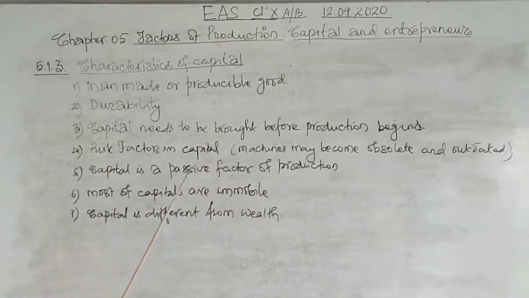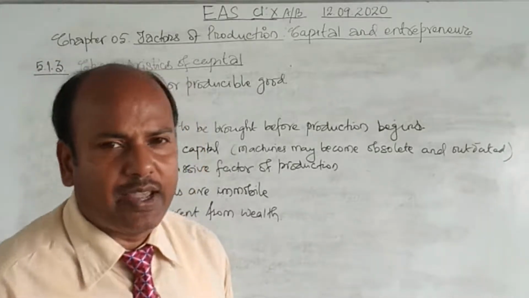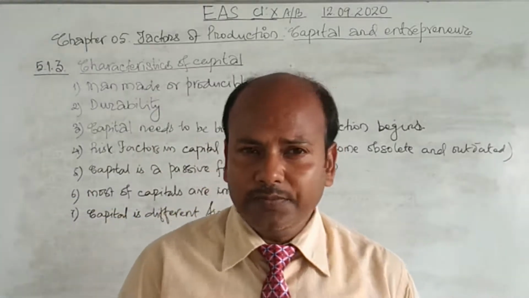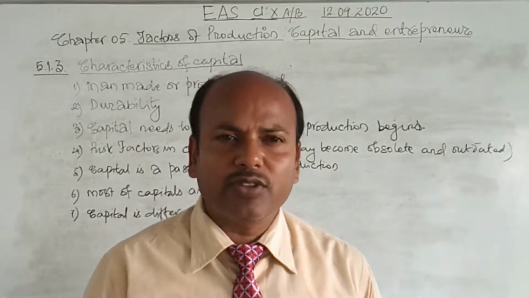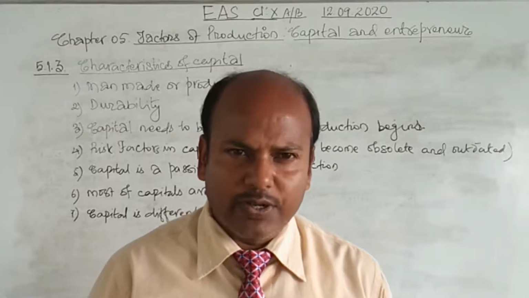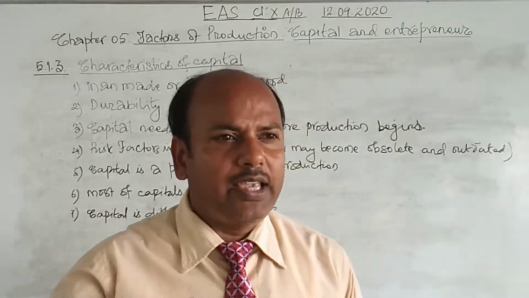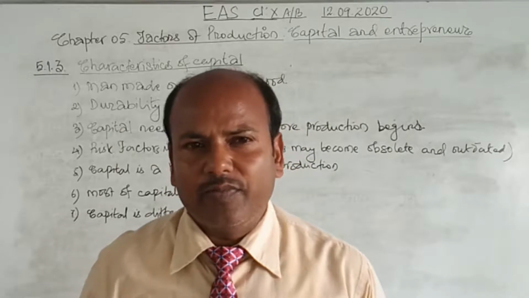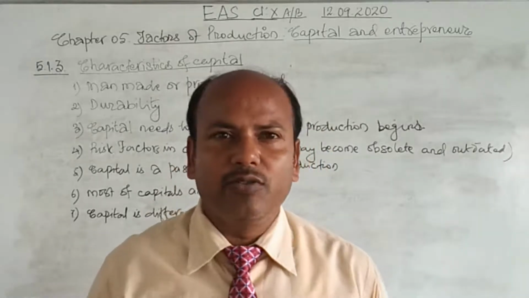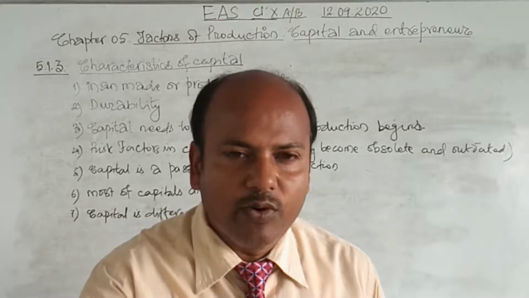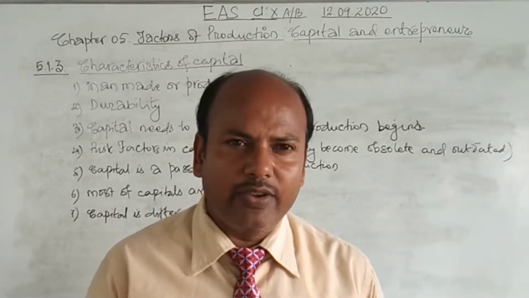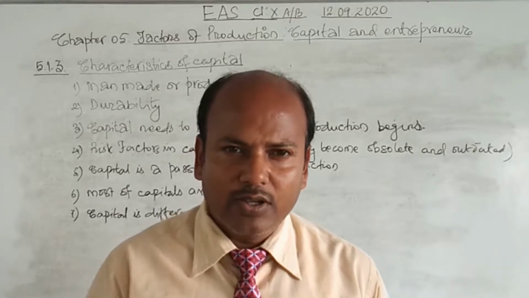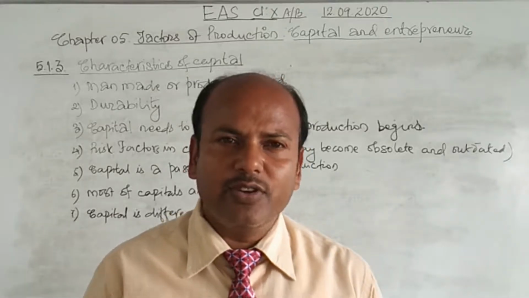Next, capital is a passive factor of production. Dear children, I have already explained to you what the passive and active factors of production are. An active factor has the ability to produce on its own. Who can produce on their own are labor and entrepreneur. Whenever I would like to switch on the fan, I may myself move and switch on the switches. I'm thirsty, I will drink water. So that is an active factor. Entrepreneur is an active factor.